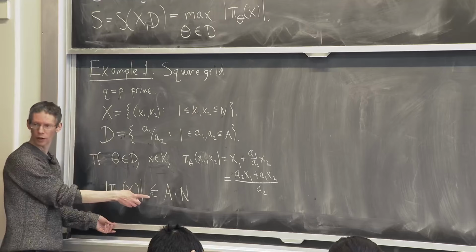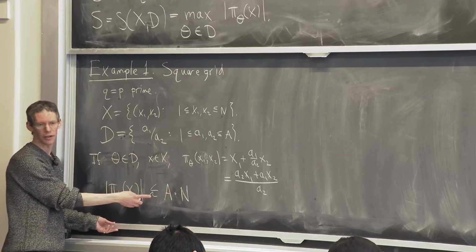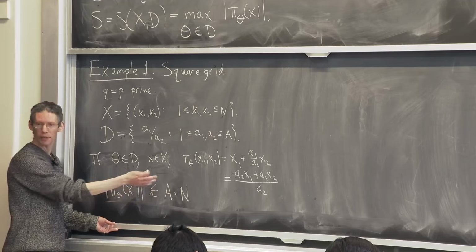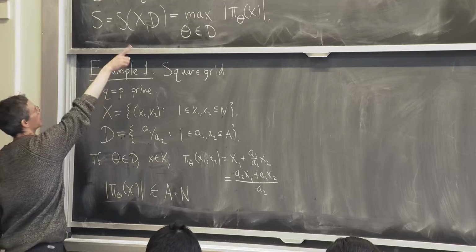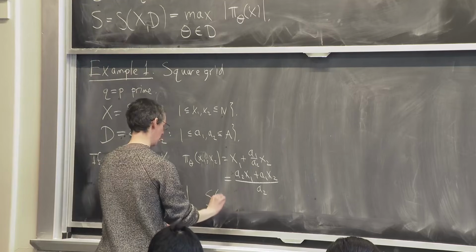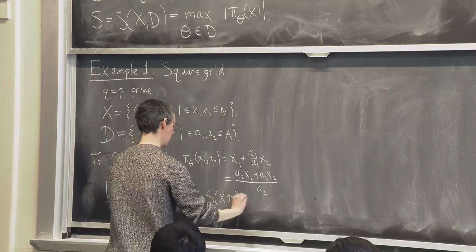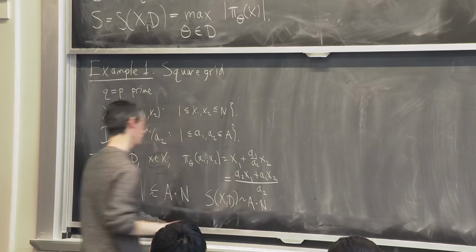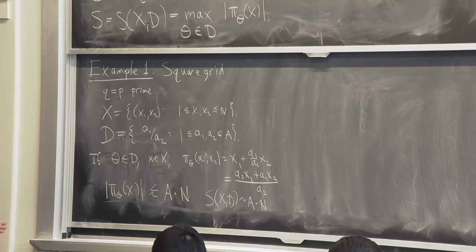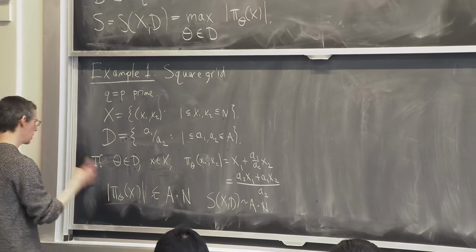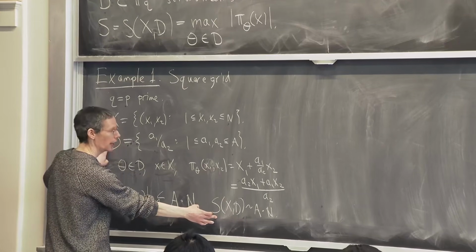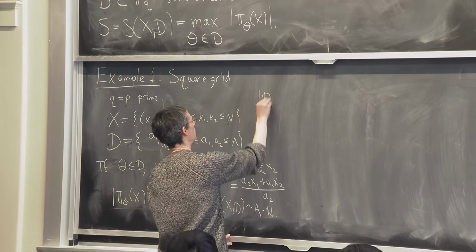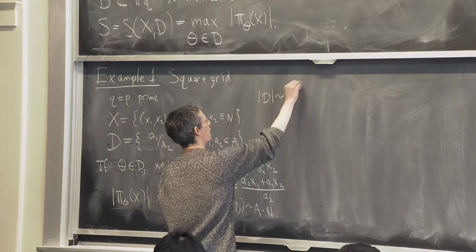So this less than with a squiggle here means there's a constant factor that I left out. Here it's a factor of 2. But in general, squiggle just means there's some constant factor left out. OK, and S is the biggest of these. So S of X, D is around a times n. Cool. OK. So then you could do a little algebra to see how S and X and D relate to each other. And if you do that, you see that D is around S squared over X.